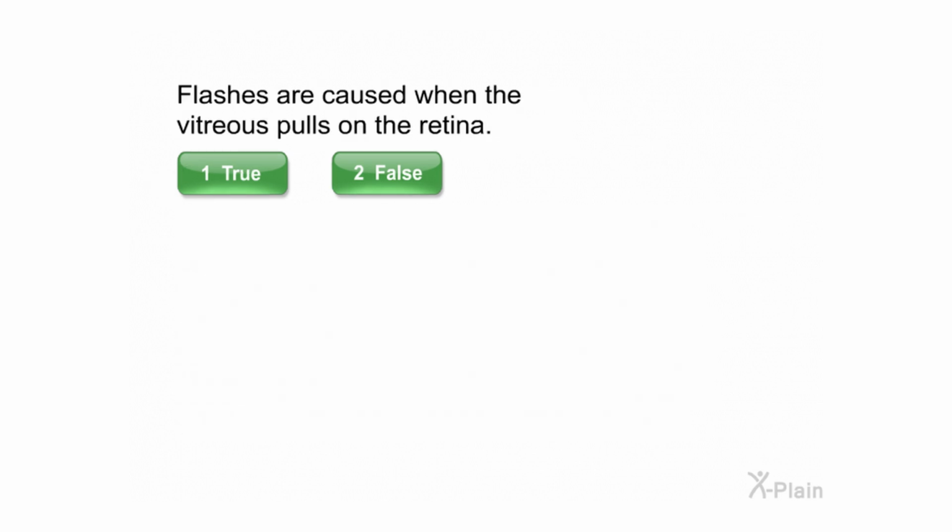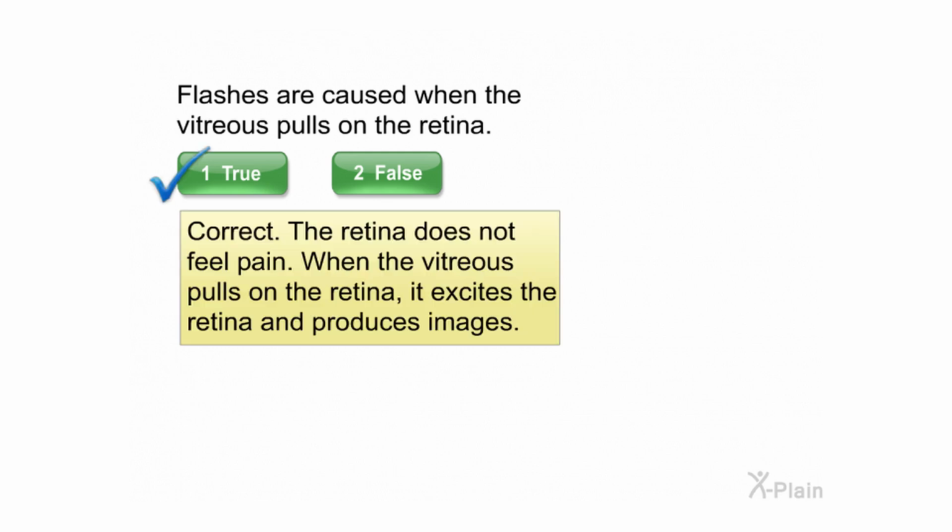Flashes are caused when the vitreous pulls on the retina. Select true or false. Correct. The retina does not feel pain. When the vitreous pulls on the retina, it excites the retina and produces images.